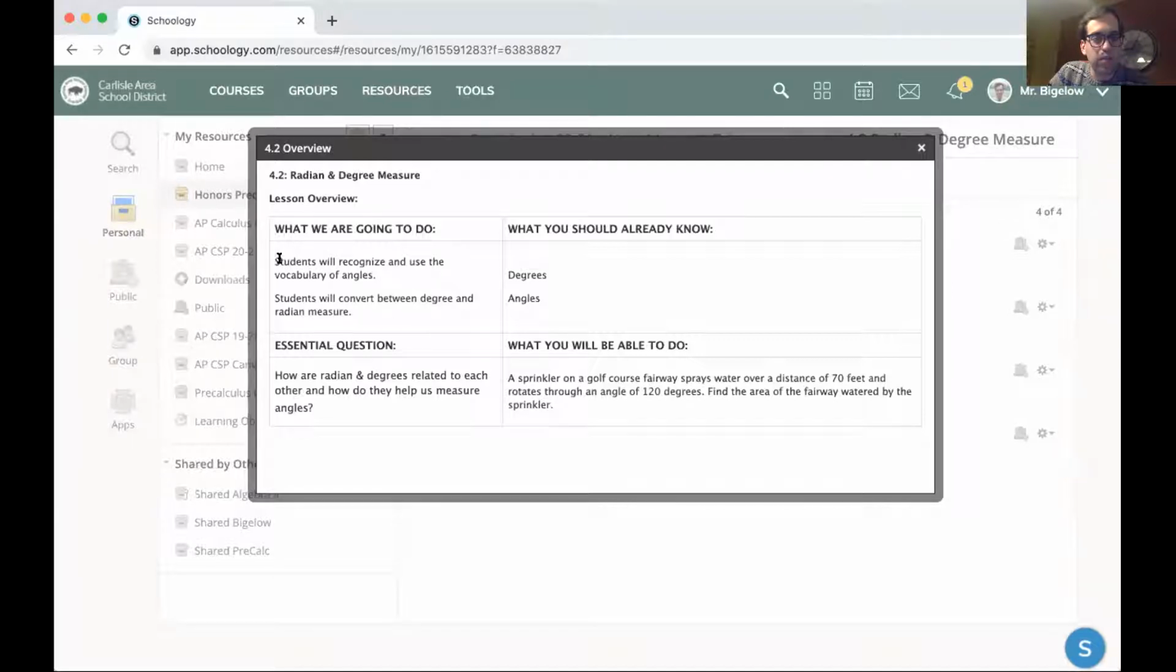So what we're going to do, you will recognize and use the vocabulary of angles, and you will convert between degrees and radian measure. The essential question today is, how are radians and degrees related to each other, and how do they help us measure angles? By the end of the lesson, you'll be able to answer a question like this. All right, I'll let you read that on your own if you want, but I'm going to switch over to the notes so we can get started.